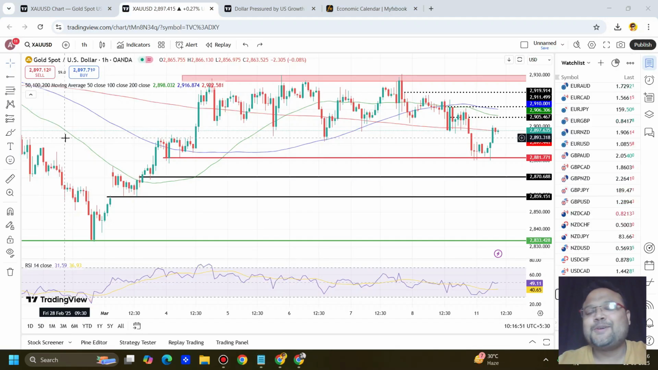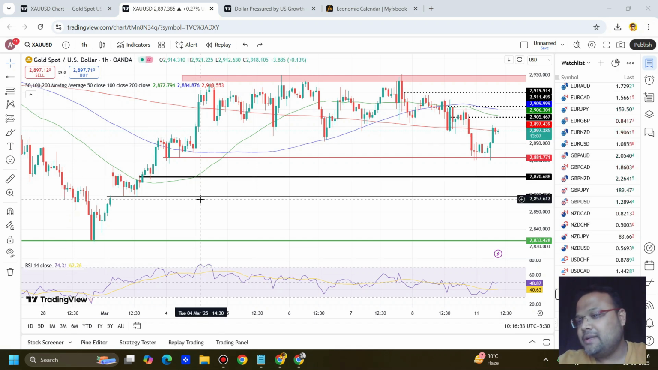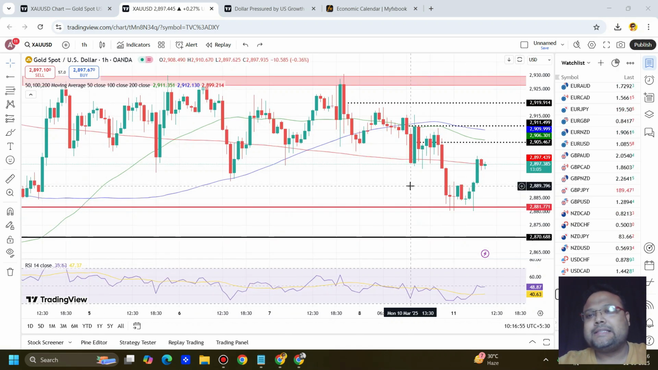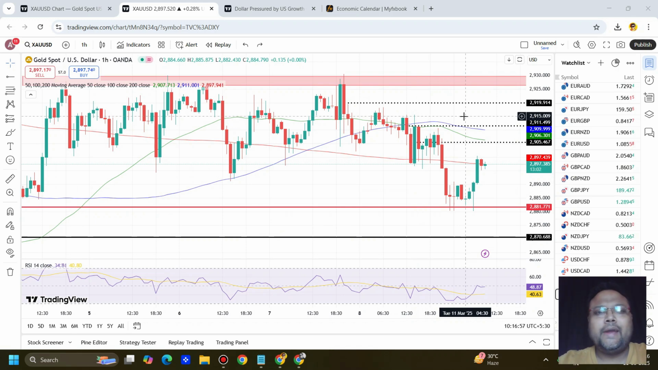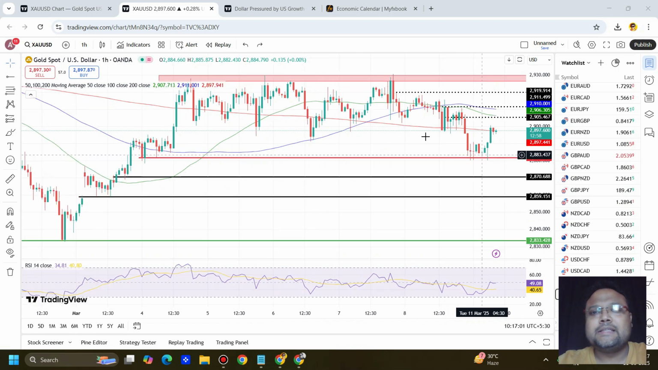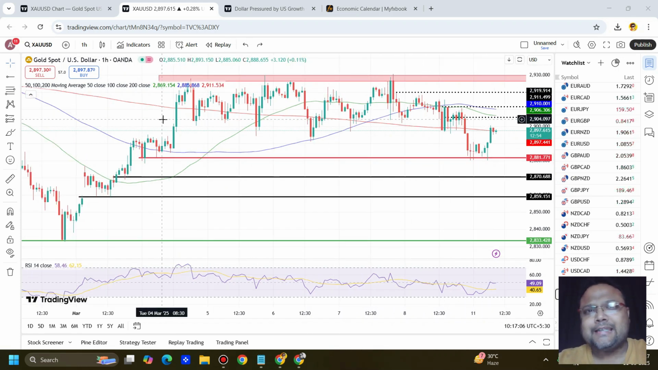Okay, now let's talk about gold. So this is the 1 hour chart of gold in front of us, and right now we can see that gold is trading around 2897, 2898. So this is the current market price. And if we look at the chart of gold, then we can see the market is choppy as expected. Gold is trading in a range.